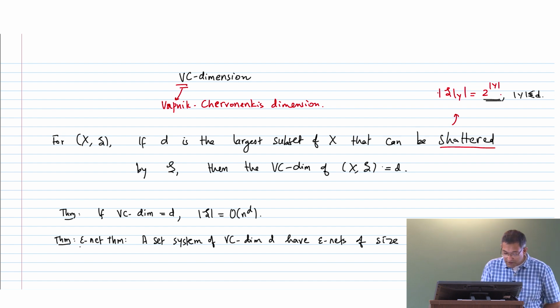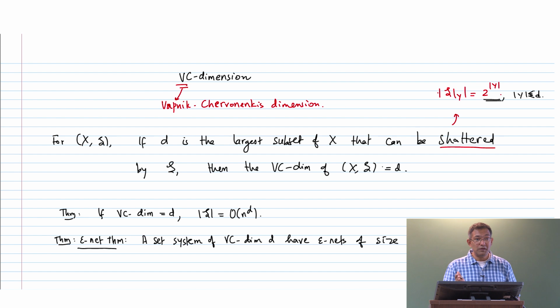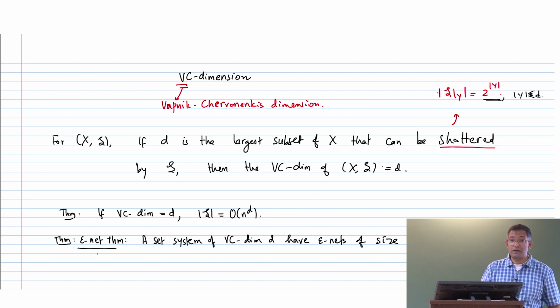Okay, so this is the epsilon net theorem. This will take some time to prove, so I'm not going to do it. Let's just believe that if you can show that the VC dimension is bounded, then you have epsilon nets of size 1 over epsilon log. And this also holds, like I said earlier, in the weighted setting. So you can imagine that the points have weights, and a set is large if the total weight of the points is at least epsilon times the weight.